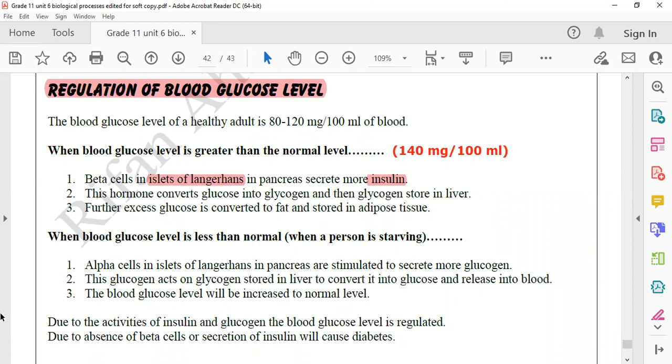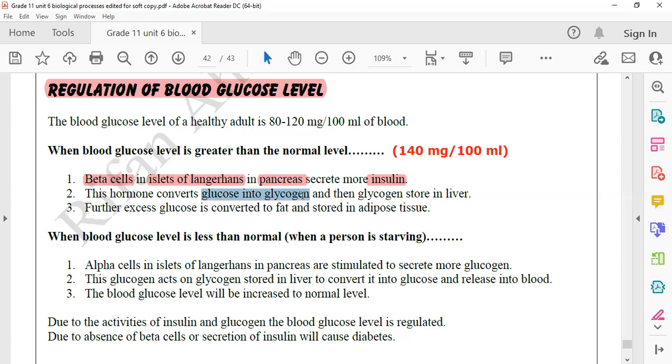That tissue is in the organ called, what is the name of the organ? Pancreas. In the islets of Langerhans tissue, there are cells called beta cells. So who is the hormone? Insulin. Who is the organ? Pancreas. Who is the tissue? Islets of Langerhans. And who is the cell secreting insulin? Beta cell.